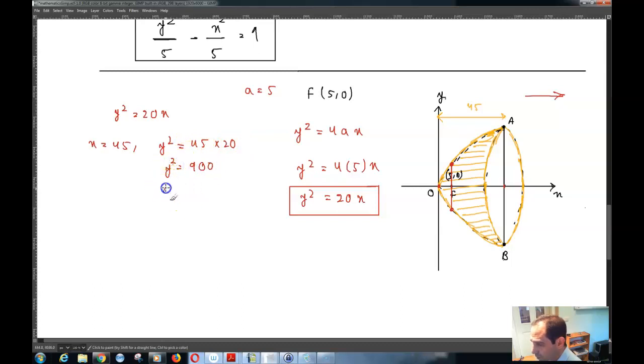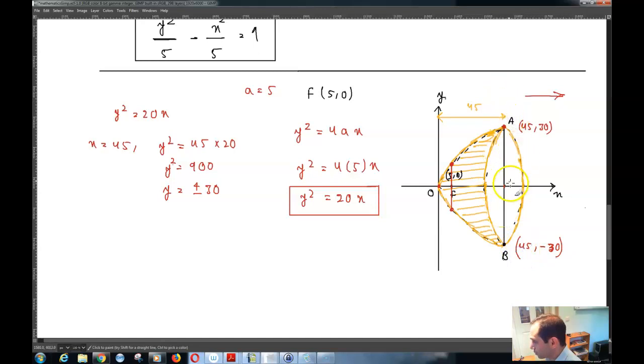y squared is equal to 900, that means that y is equal to plus or minus 30. That means that if x is equal to 45, over here the height is positive 30, over here the height is negative 30. And so the coordinates of these 2 points would be 45, 30, and this point over here would be 45, negative 30.